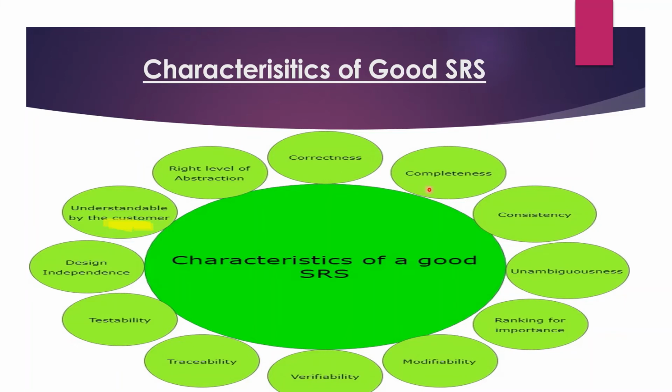It should be complete, meaning that all aspects of the requirements, both functional as well as non-functional, are covered. It should be consistent, and it should not be ambiguous, meaning there is no ambiguity present in the particular SRS. These are the main chief characteristics of a good SRS.